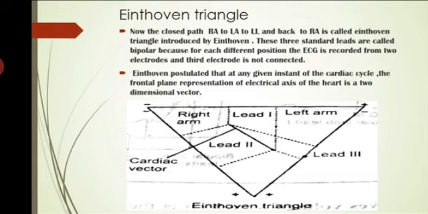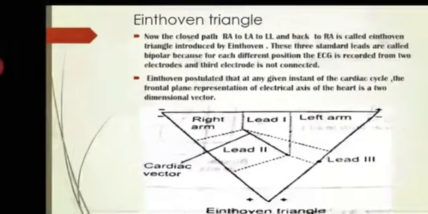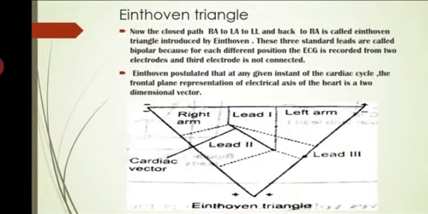Einthoven postulated that at any given instant of the cardiac cycle, the frontal plane presentation of the electrical axis of the heart is a 2-dimensional vector. As shown in the diagram, there is an Einthoven triangle, and each lead gives a projection, and the intersecting point is nothing but the resultant of the ECG.